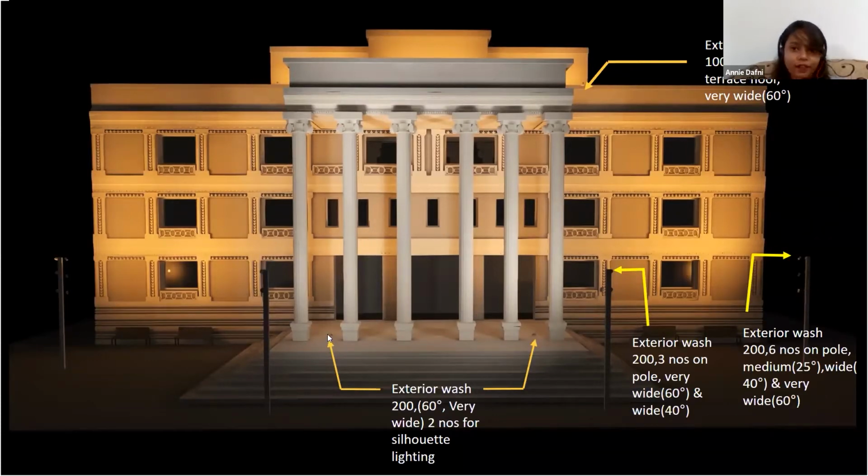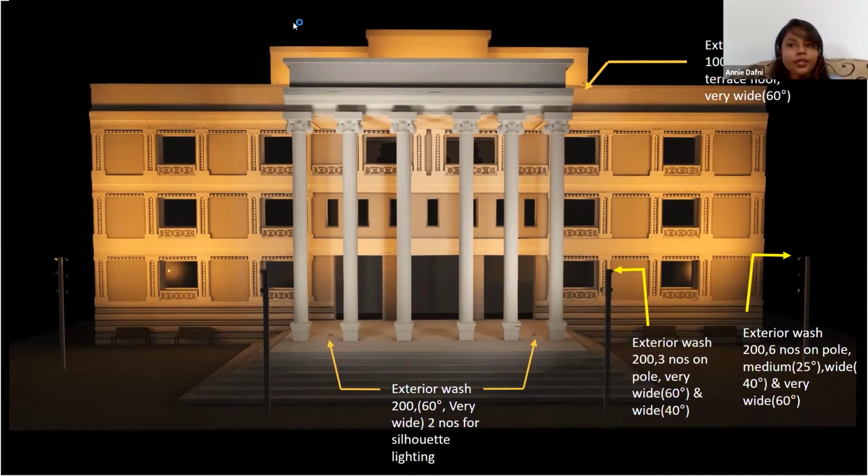So why this is important is because if this wasn't there, then these pillars would create a very dark shadow on the wall behind, which is not really desirable. And secondly, this backlighting will also create a nice silhouette lighting effect and create a depth also. So the pillars will stand out in front.